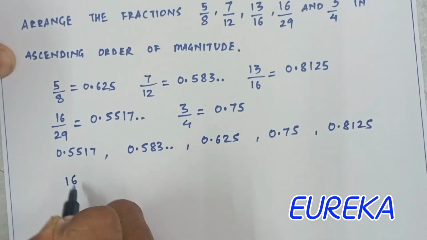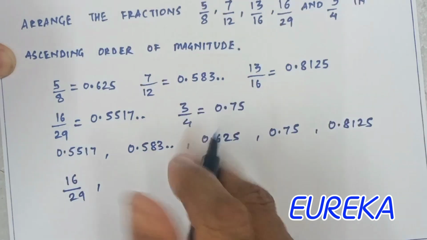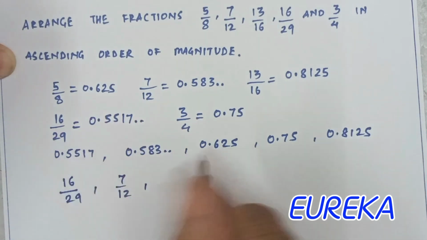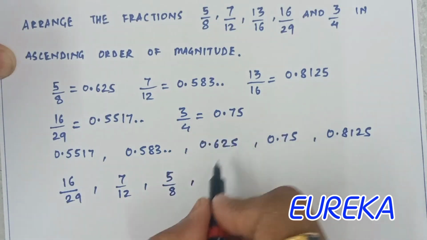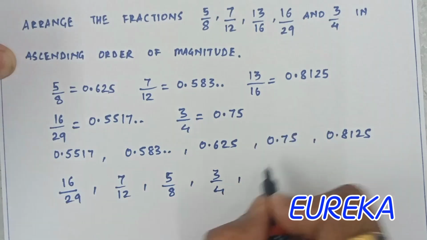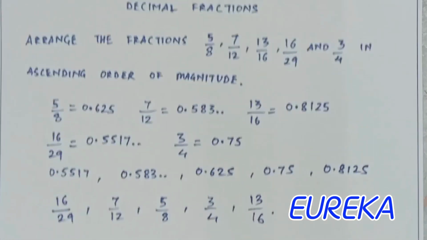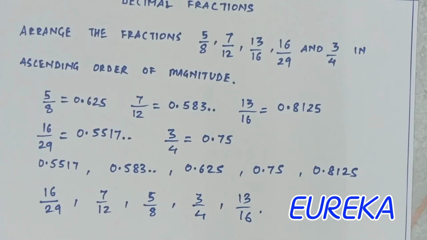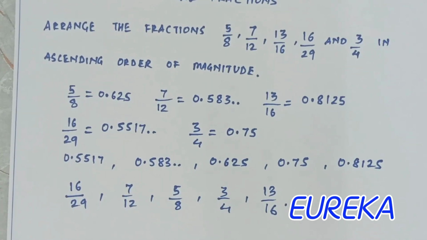First, 0.5517 is of 16 by 29. Then 0.583 is of 7 by 12. Then 0.625 is of 5 by 8. Then 0.75 is of 3 by 4, and at the last 0.8125 is of 13 by 16. So it may appear to be an easy task, and it's not difficult, but it is time consuming. It will test your patience.